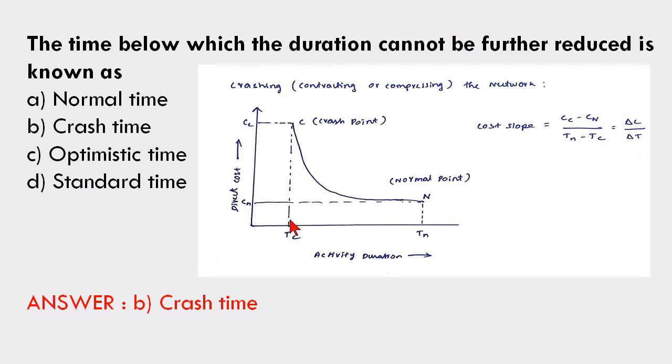The normal point has the least direct cost and the crash point has high direct cost. You can also calculate the cost slope. The cost slope is crash cost minus normal cost, divided by normal time minus crash time.